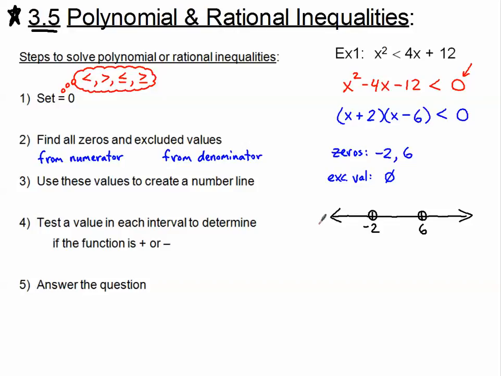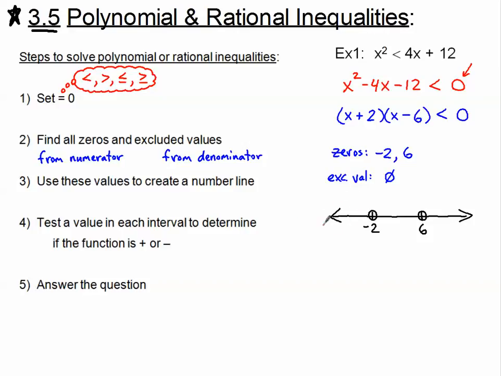So we've created 3 intervals. This first interval from negative infinity to negative 2, this middle interval from negative 2 to positive 6, and this last interval from positive 6 to positive infinity. We need to test a number in each one of these intervals to see if we get a positive or if we get a negative. So you can pick any number in this first interval. I'm going to choose negative 10.